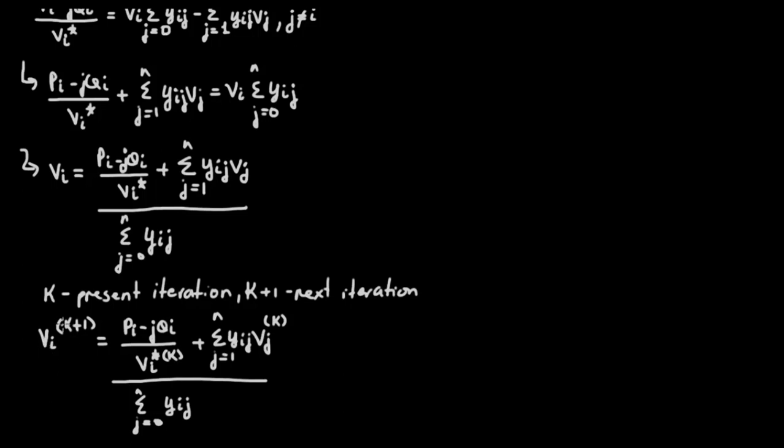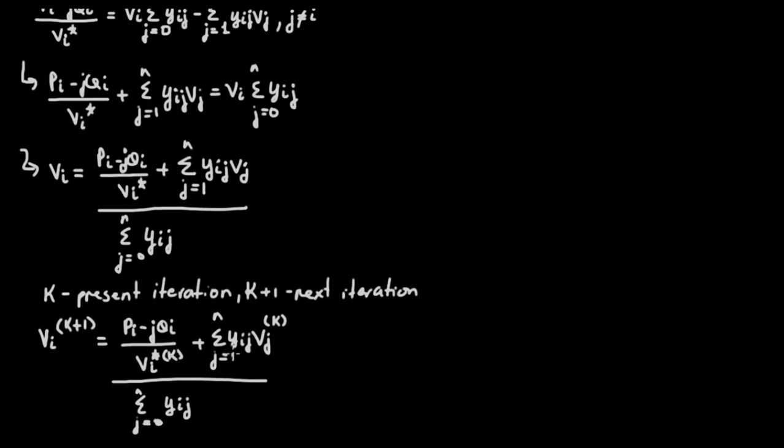So if we compute the voltage at a bus on, let's say, iteration number 2, and then we compute the voltage at another bus on the same iteration, we already know the voltage from the other bus from the same iteration. So we're always going to use the latest value that we have for any of the voltages at every bus. So this right here is again the Gauss-Seidel equation for the voltage.